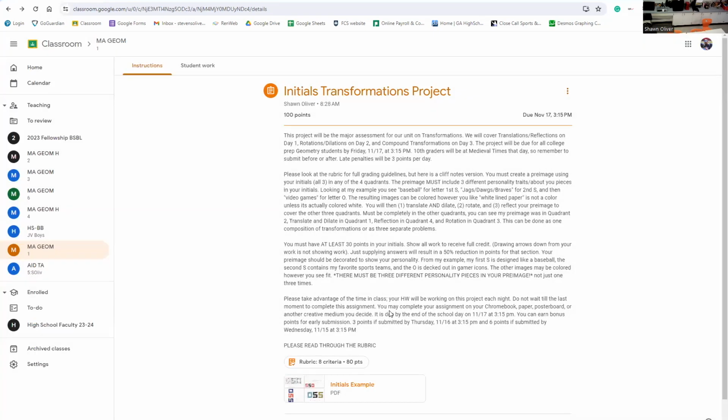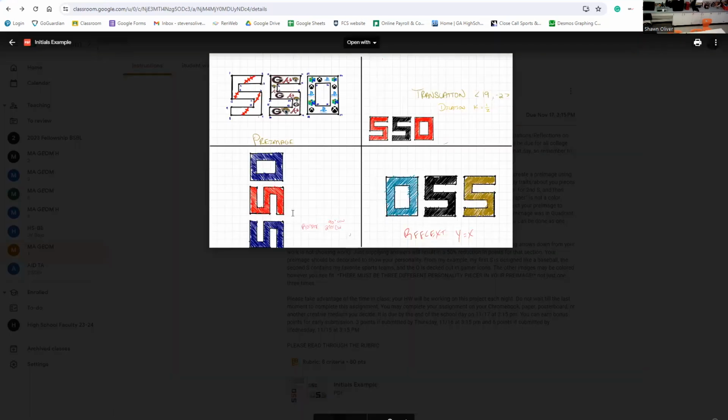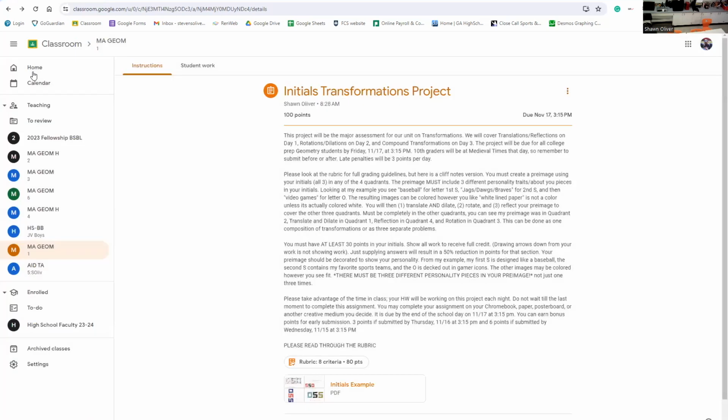The resulting images can be colored however you want. Don't leave them in black and white. White lined paper is not a color. If you look at my example, I had red and black, navy and blue, and then the Jaguars. You don't have to do that. It can just be all blue. Make sure you're neat with it though.